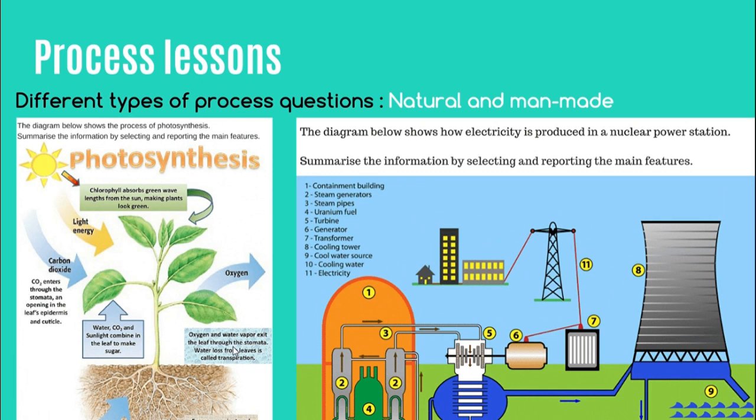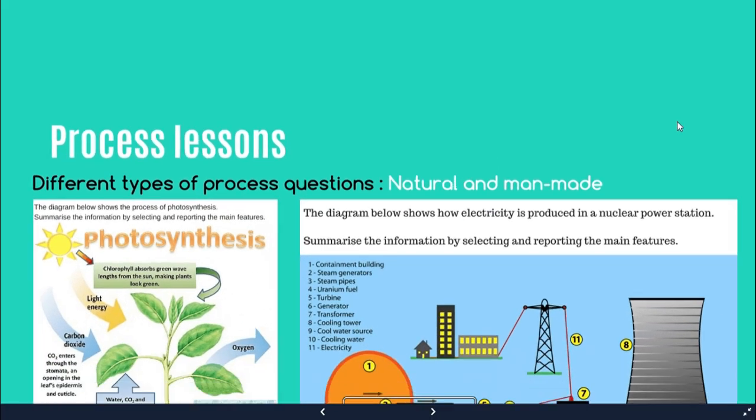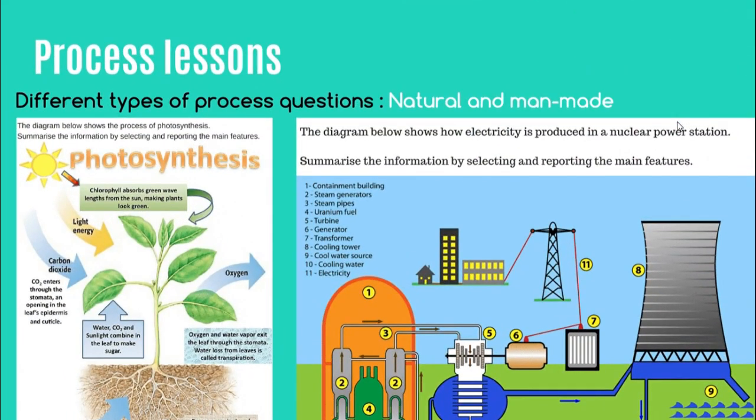Let's talk about process questions. So this is the image which has been shown on my screen, and the diagram shows how electricity is produced. Different types of process questions can be in the form of natural or man-made as well. Let's talk about the diagram below, which shows how electricity is produced in a nuclear power station. So there are 11 different processes, and you should explain about each and everything.